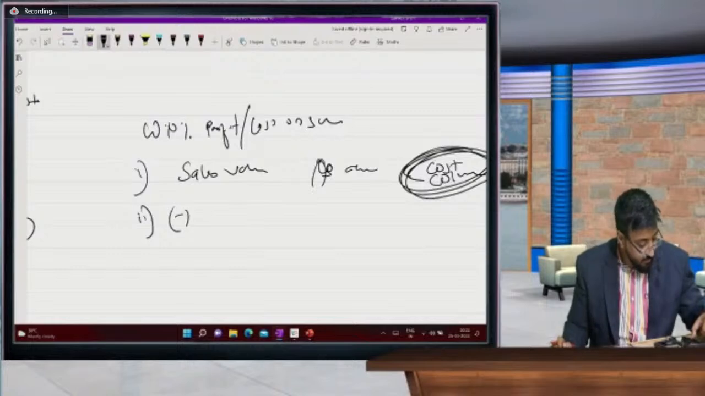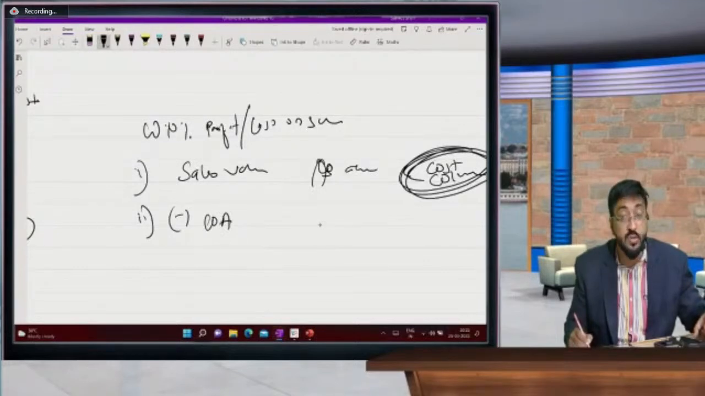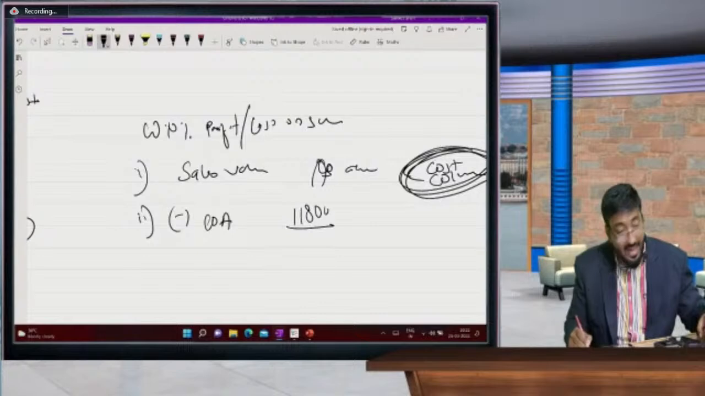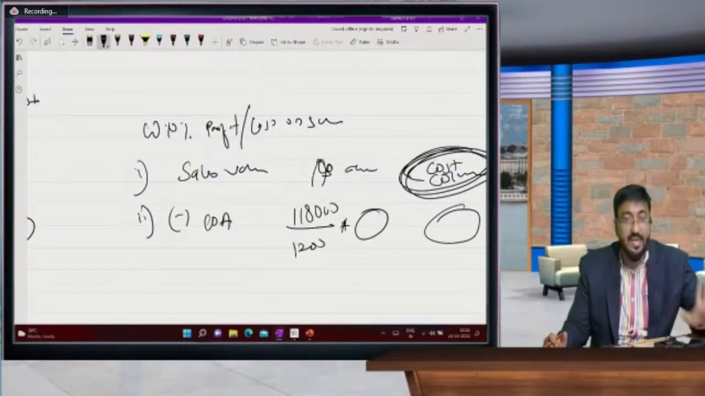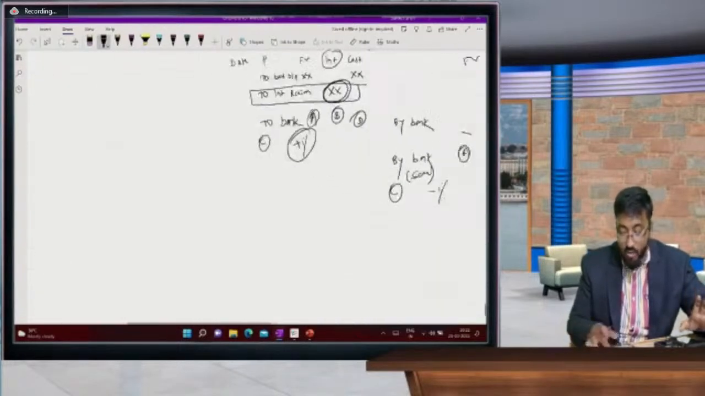And then cost of acquisition, which method have we used? Weighted average or FIFO? FIFO. So you consider that 1,18,000 divided by 1200 into whatever number of quantity you sold, and you will calculate that. And if profit, where to write? Opposite side, that is the debit side, and if loss, the credit side. Profit on the debit side, loss on the credit side.